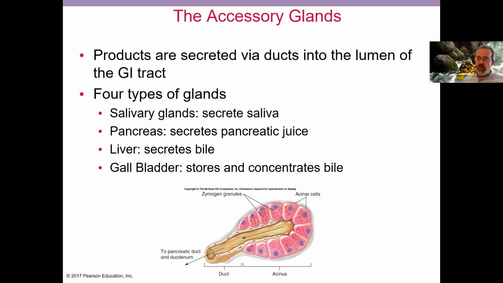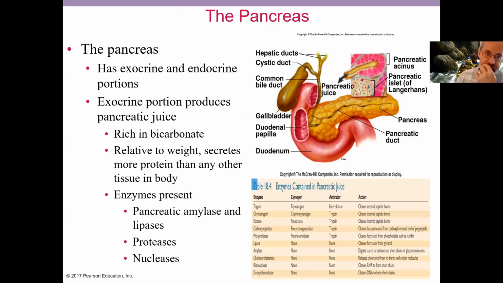I wanted to expand a little bit more on the accessory glands and talk a little bit more about their role. As we already know, in general, there are 4 types of glands, right? The salivary glands secrete saliva, which from a digestive standpoint contains amylase. The liver secretes bile, which helps in the digestion of fat, and the gallbladder stores and concentrates that bile. The pancreas secretes pancreatic juice, which, as I mentioned, contains a tremendous amount of enzymes as well as bicarbonate. All right, so let's take a look at the pancreas.